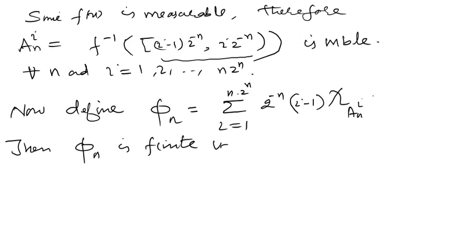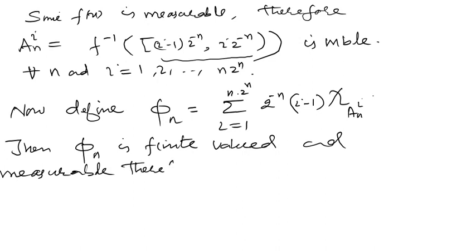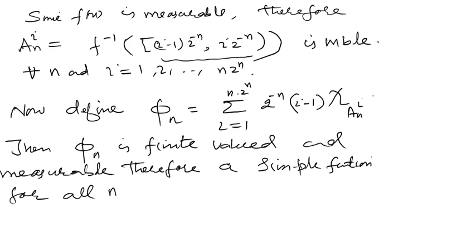Finite valued and measurable. Therefore a step function, therefore a simple function, for all n greater than or equal to 1. Okay, thus we have a sequence of simple functions, and they are also non-negative. They are non-negative because it is a finite sum of step functions, and the coefficient of each step function is non-negative.